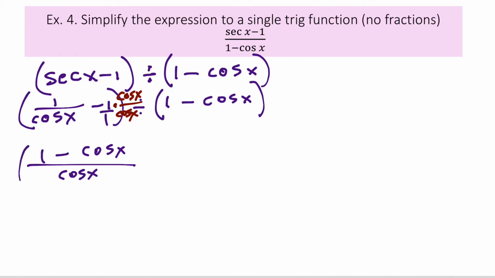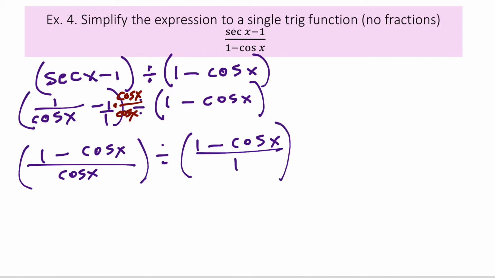So I've got this fraction divided by, so if we put a 1 under this one over here, that is also a fraction now. Okay, let's flip and multiply at this point.